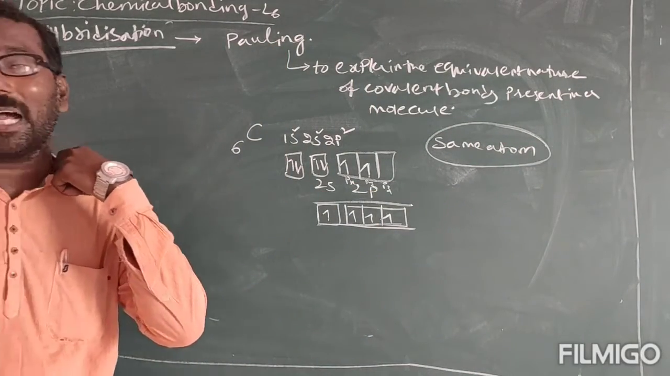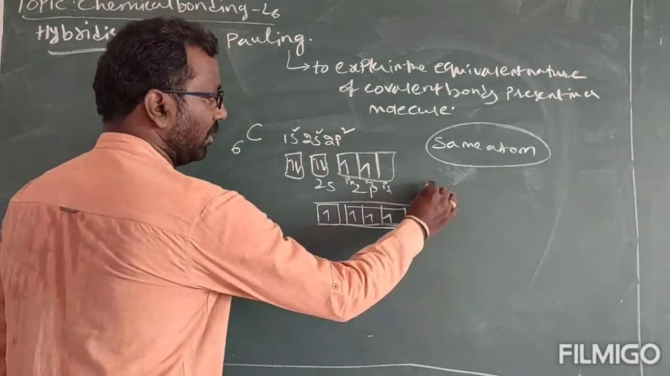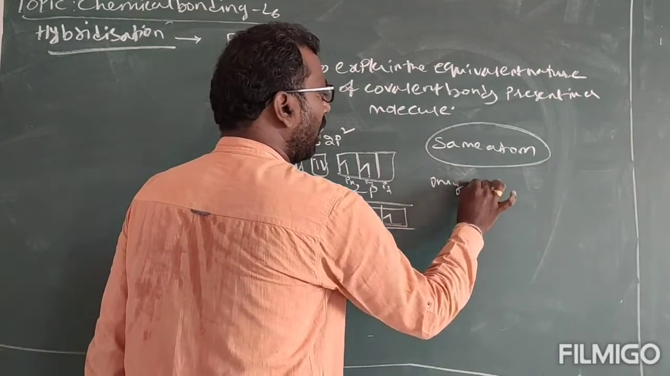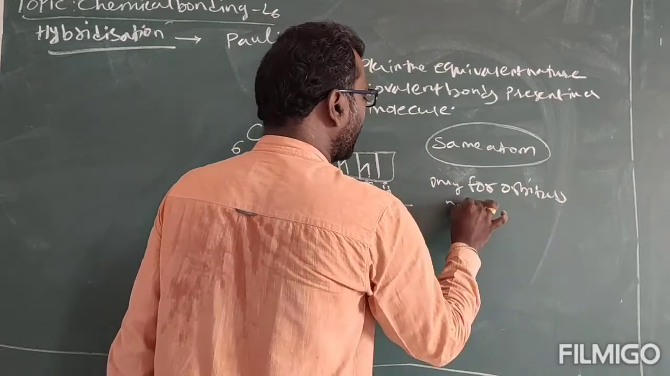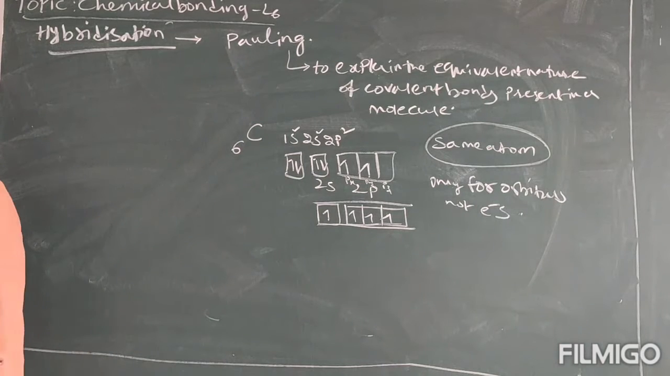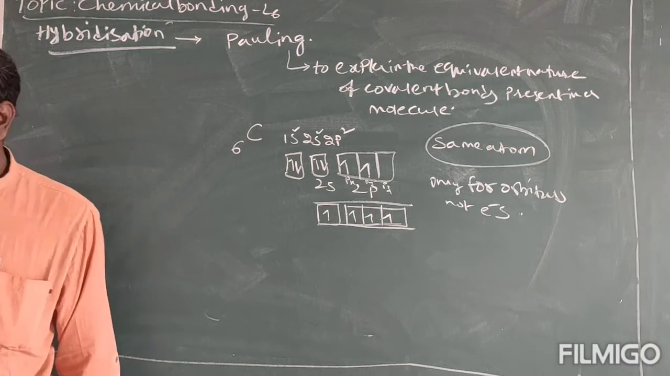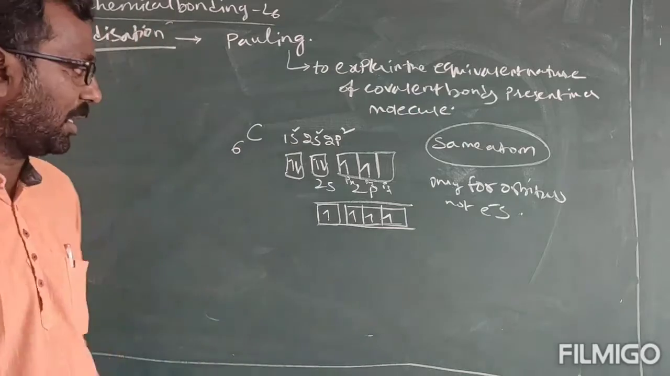Hybridization occurs only for orbitals, not for electrons. Only orbitals will be hybridized, not electrons. And the number of hybrid orbitals produced is equal to the number of pure orbitals that are there.